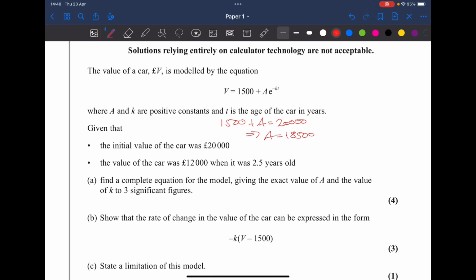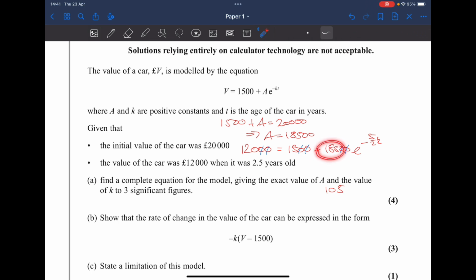That's good. The value of the car was 12 grand when it was 2.5 years old. So this will give us the k value, the decay rate of the price, depreciation rate you could call it. So let's plug it in. We'll have 12,000 is equal to 1500 plus 18,500 times e to the minus, and 2.5 is 5 over 2, so 5 over 2 lots of k. Lots of zeros here, so I'm going to divide by 100 to make it nicer to work with. So 120 take 15 is 105.